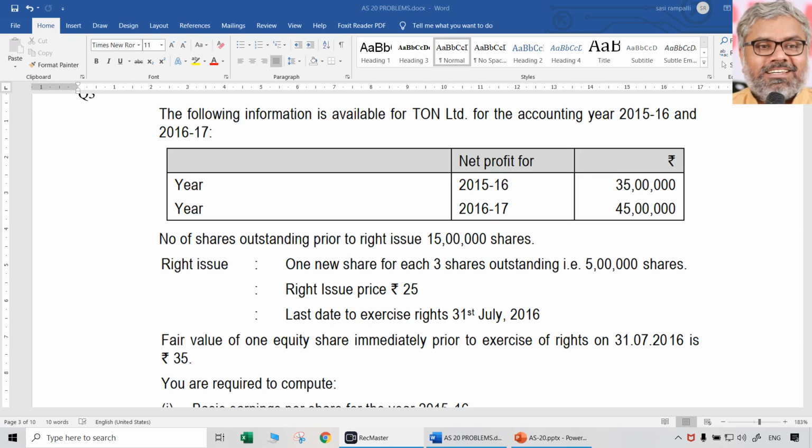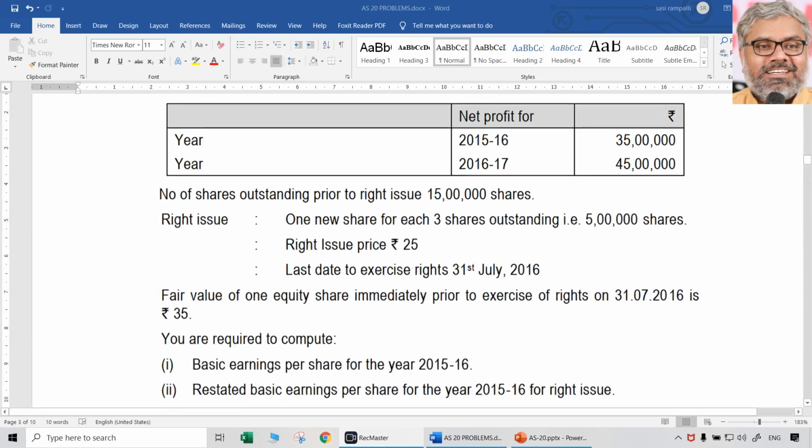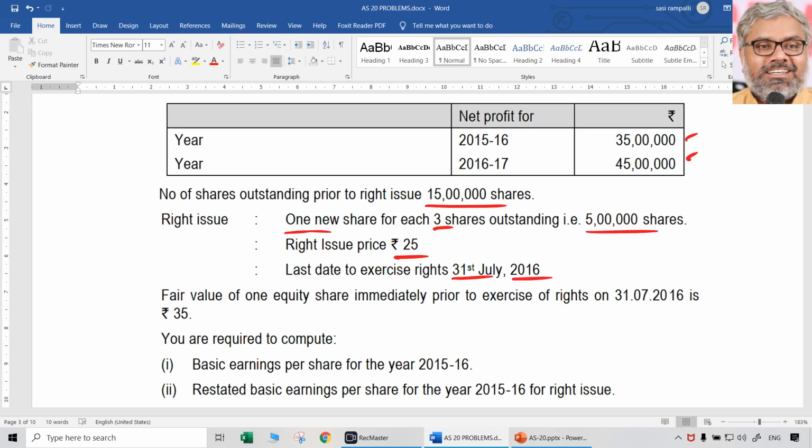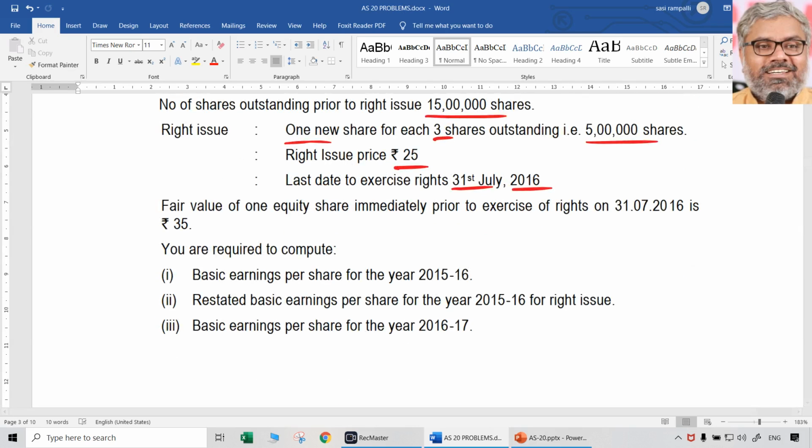Following information is available for Turn Limited for the accounting years 15-16 and 16-17. For 2 years, the profits are given: 35 lakhs and 45 lakhs. Number of shares outstanding prior to the rights issue is 15 lakhs. And now the rights issue is there for each 3 shares outstanding, 1 new share. So 15 lakhs originally, for each 3 shares means naturally 5 lakhs rights shares are going to be issued. 25 rupees is the rights price. Last date for exercise is 31st July 2016. And fair value of one equity share immediately prior to the exercise of rights on this day was 35.